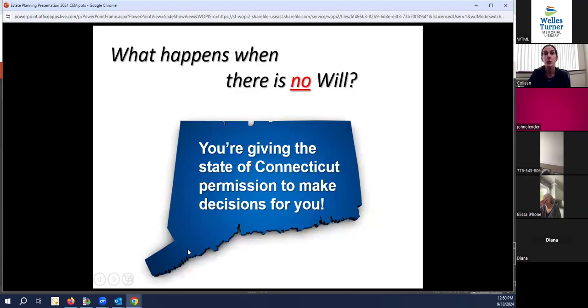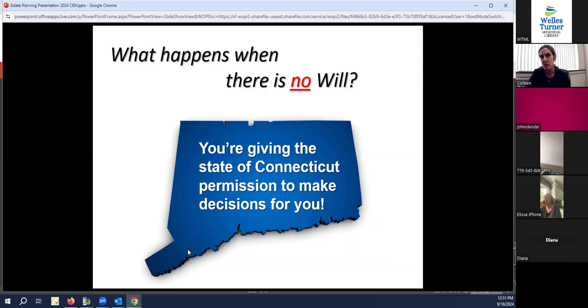What happens if you don't have a will? Well, if you don't have a will, the state of Connecticut has one for you, and they hope you'll like it, right? So the state of Connecticut has a list of how assets are distributed if someone dies intestate. Intestate means without a will, or it could mean without a properly executed will.